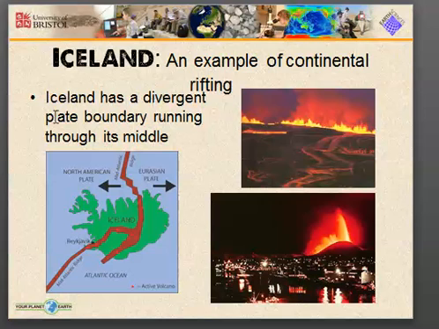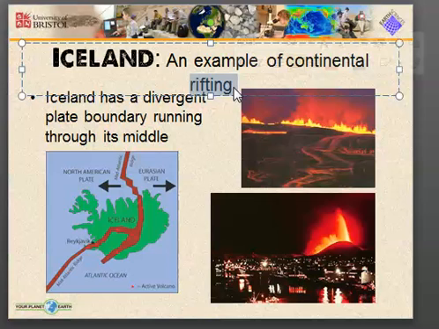Iceland has a divergent plate boundary running through its middle, and what you have in the middle of Iceland is an example of continental rifting. So when this is happening in between two continental crusts, it is called rifting. So with a divergent boundary, you're either going to have a ridge, which occurs in our oceans, or a rift occurring.